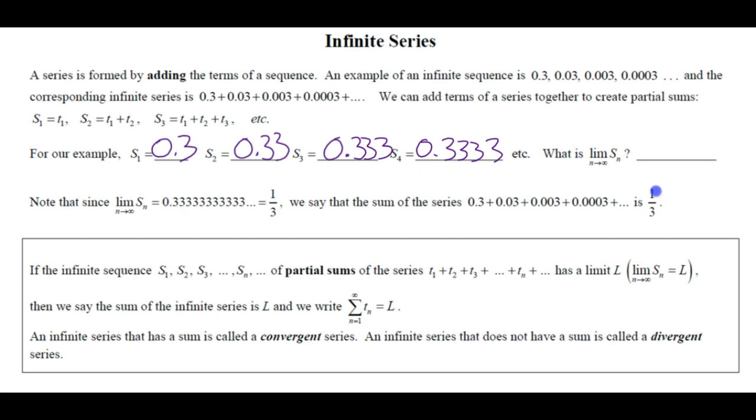What is the limit as n approaches infinity of the sum of n terms? Okay, so it'll be 0.3 repeating, which we can write like this, or like this, 1/3, right? 1/3 is 0.3 repeating. So we know that since the limit of this infinite series is 0.3 repeating, which is 1/3, we say the sum of the series is 1/3.